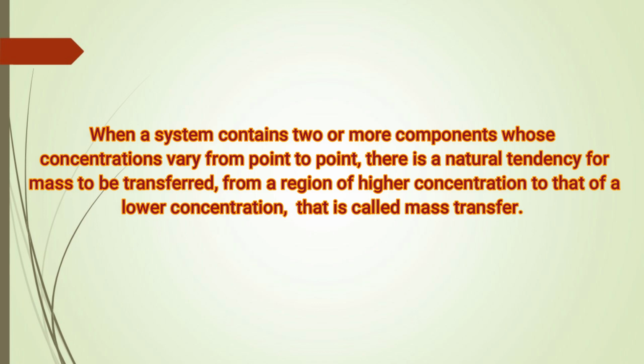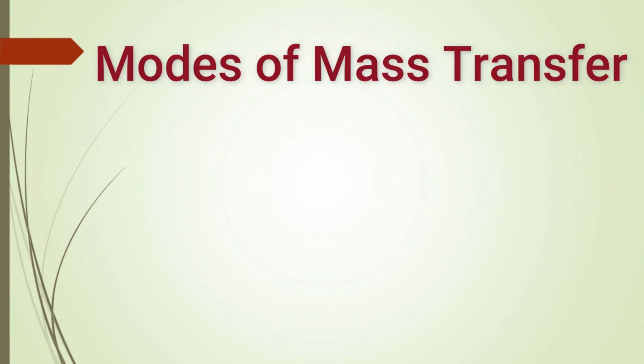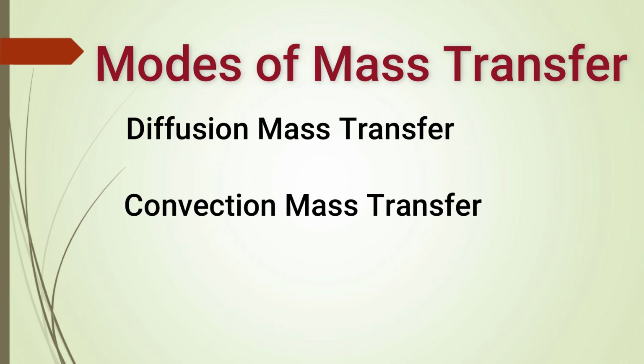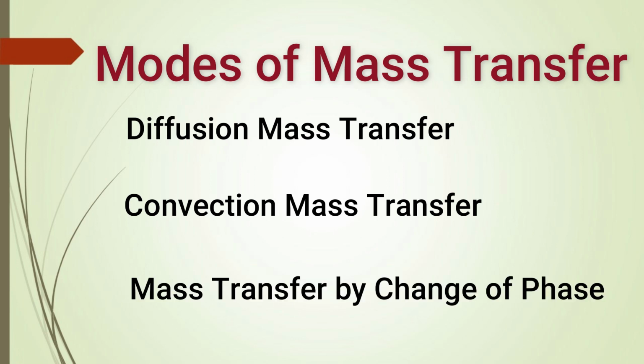When a system contains two or more components whose concentrations vary from point to point, there is a natural tendency for mass to be transferred from a region of high concentration to that of low concentration. This is also called mass transfer. Next, we'll see the mechanism behind this mass transfer, or the modes of mass transfer. There are three modes of mass transfer: diffusion mass transfer, convection mass transfer, and mass transfer by change of phase.